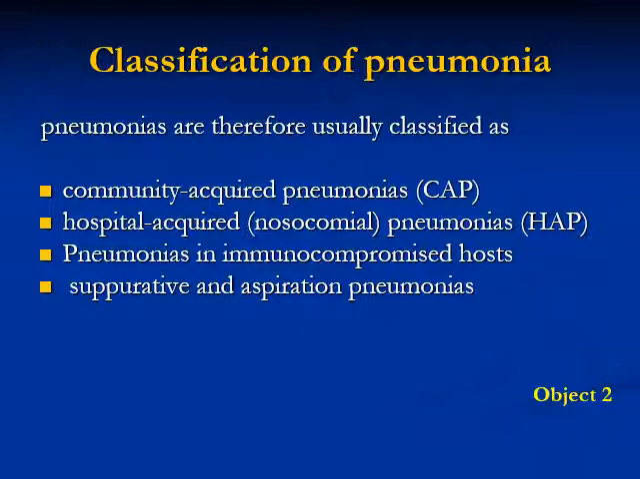For classification of pneumonia, they classified according to where it happened. The commonest one is community-acquired pneumonia, meaning pneumonia that occurs in the community, outside the hospital. The hospital-acquired pneumonia, or nosocomial pneumonia, occurs in the hospital when the patient is admitted to the hospital and then develops pneumonia.